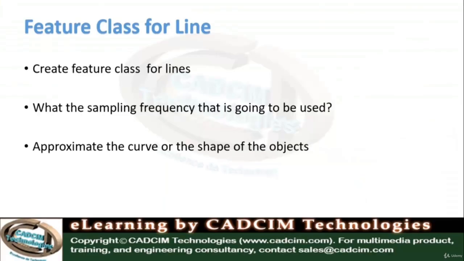So now when I am creating a line, the main thing that you have to remember or think about is what sampling frequency is going to be used. In other words, how the line passes through a curve and how I am going to approximate the curve or the shape of each of these objects.